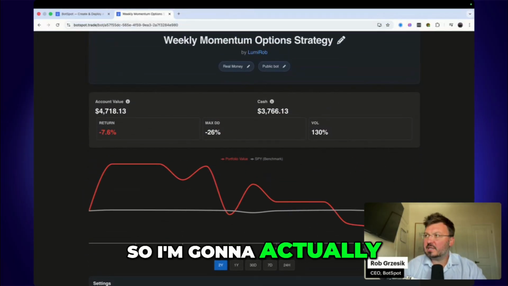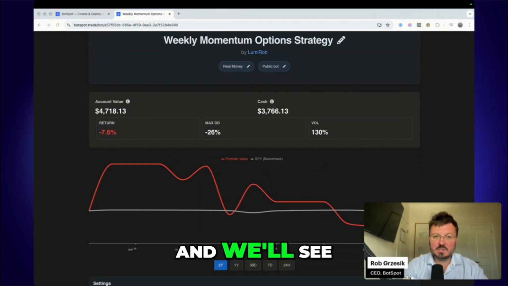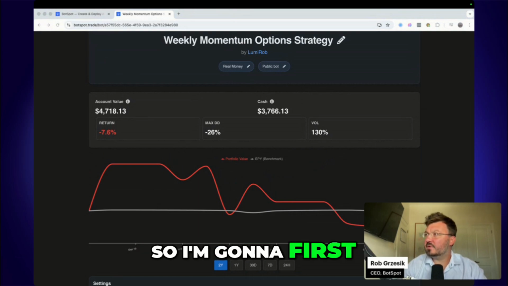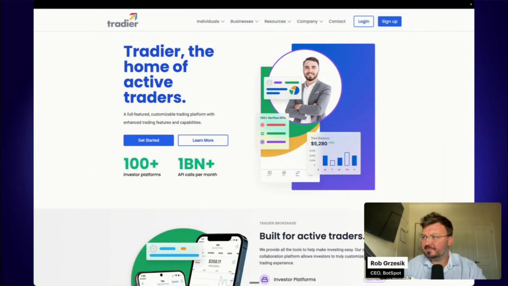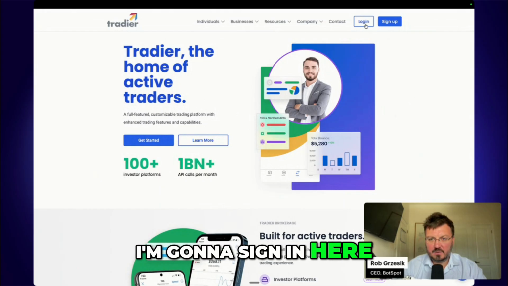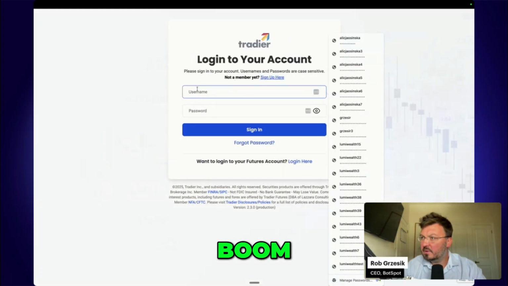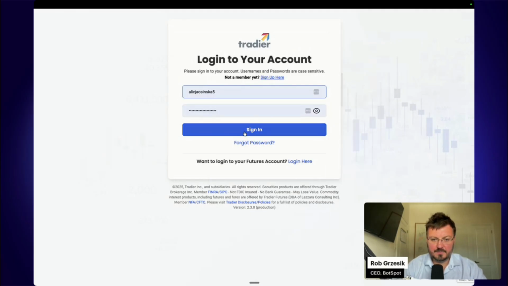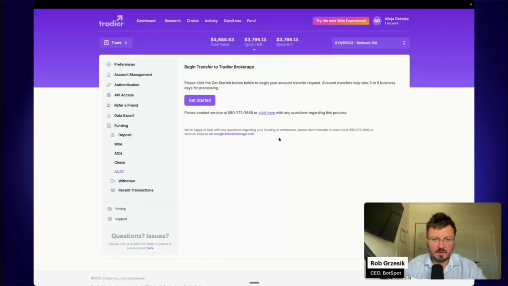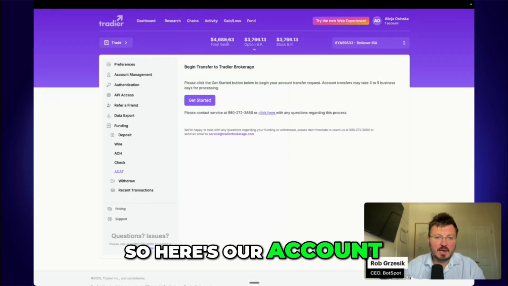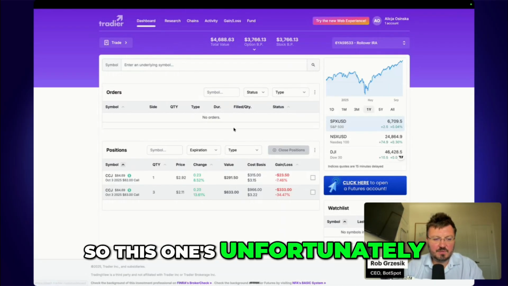So I'm going to actually sign into this account and we'll see why this is happening. I'm going to first figure out which brokerage account. This is on Tradier. So this is the account. I'm going to sign in here. Number 5. That's the one. Okay, so here's our account. I think I started off around 5K. So this one's unfortunately down a little bit.